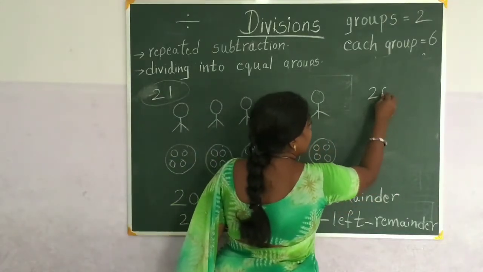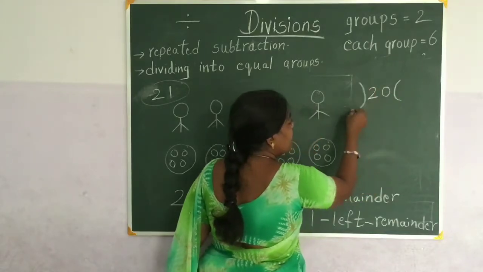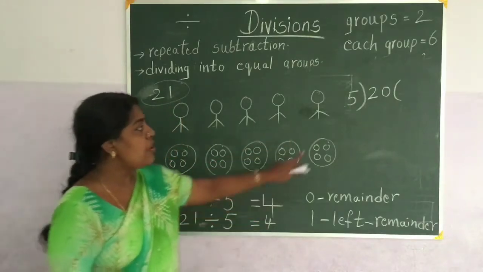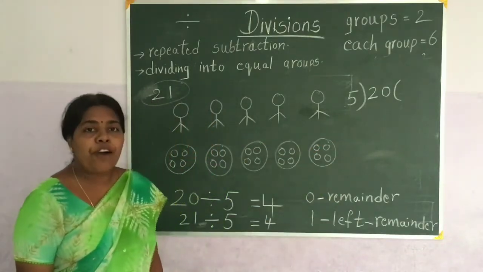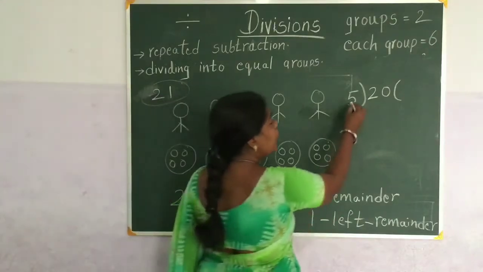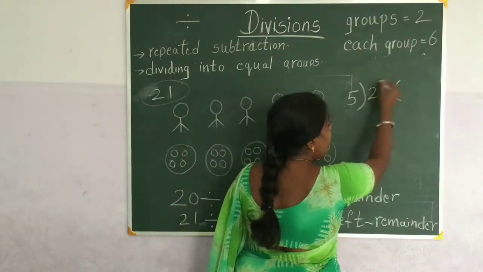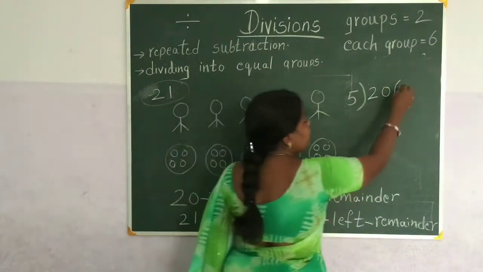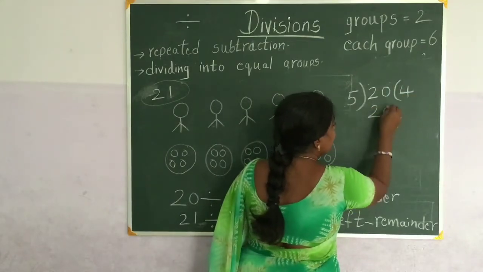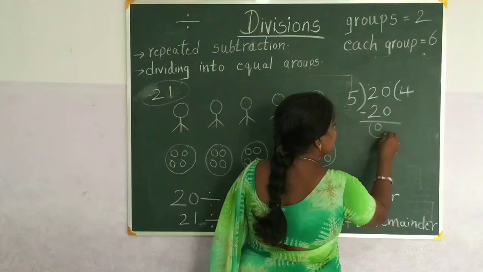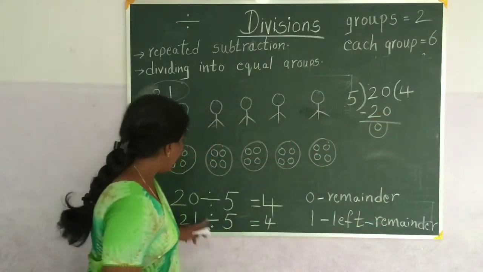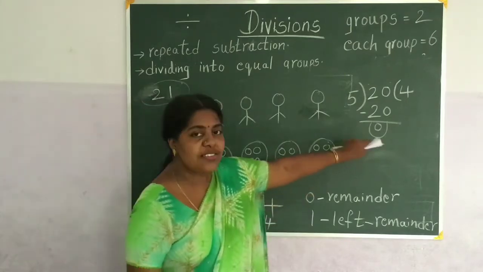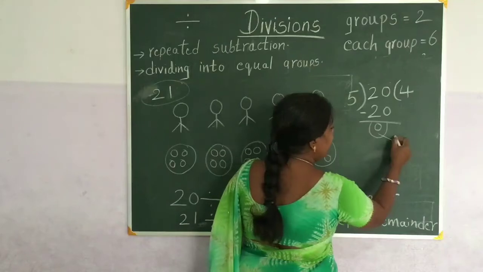20 divided by 5. So 20 laddus are divided among 5 children. So in the 5 table, how many times will you get 20? 5 fours are 20. Now 20 minus 20 is 0. So 20 divided by 5 is equal to 4. The remainder is 0. So already I said this is remainder.